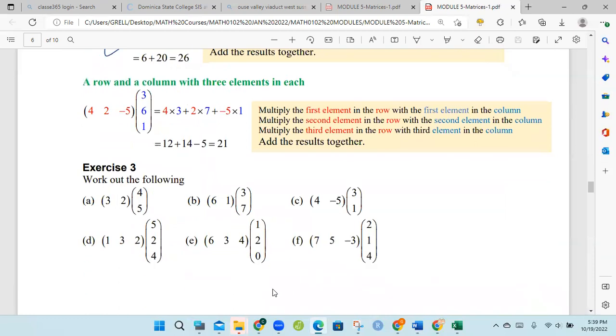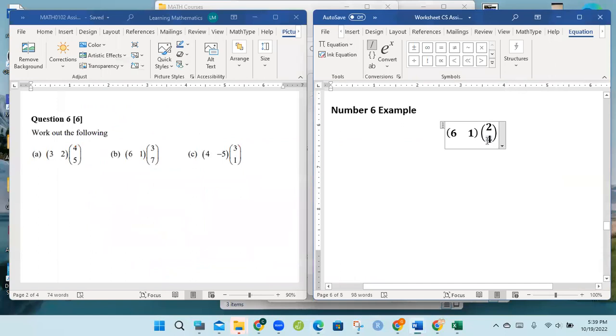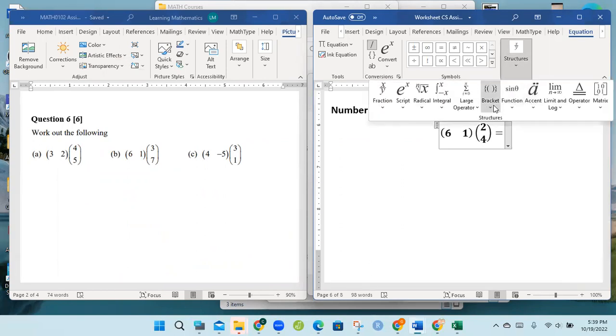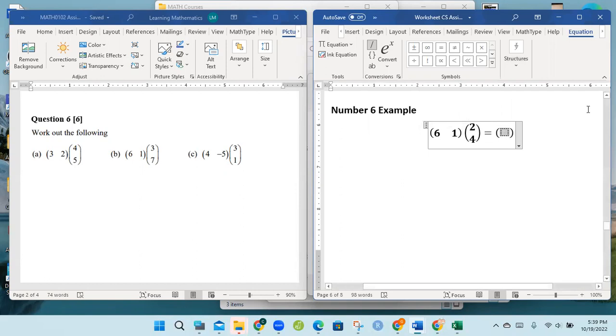Okay, so here's the exercise you're going to do. Here's the example. So, you end up getting one number. So based on what I just said there, can anybody tell me what numbers have to be multiplying and adding in this example?